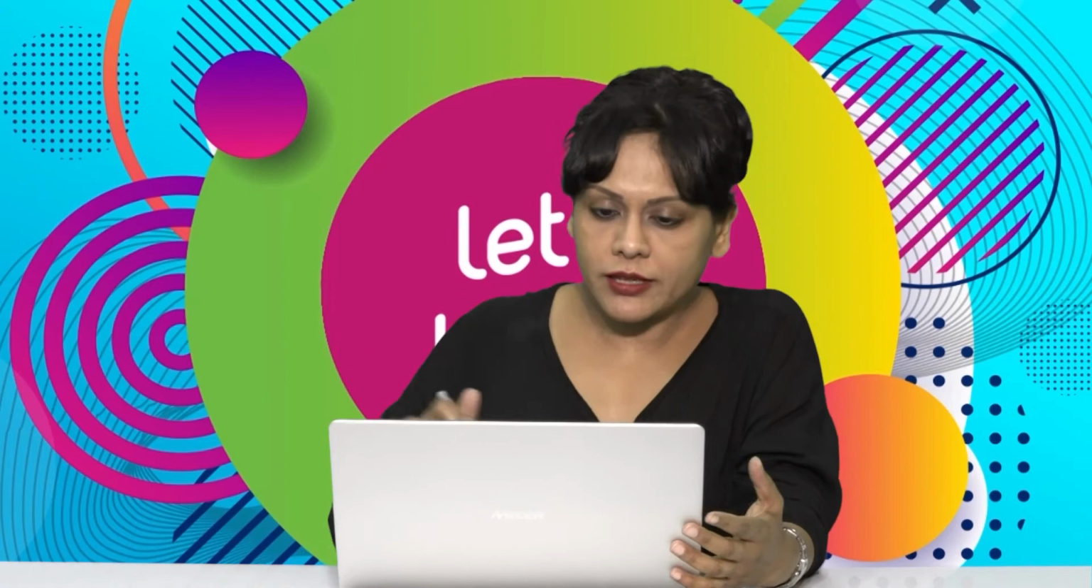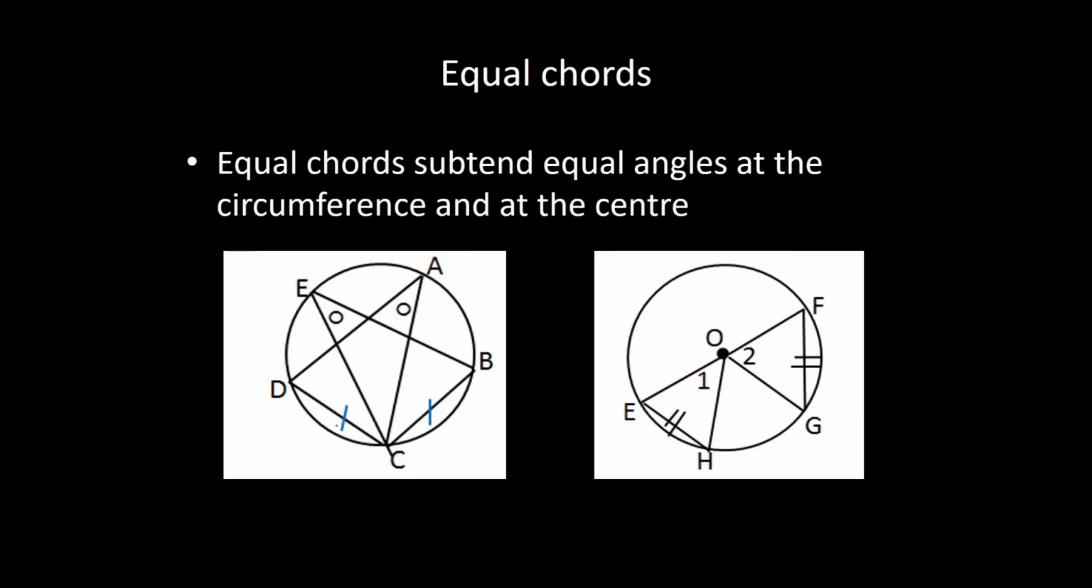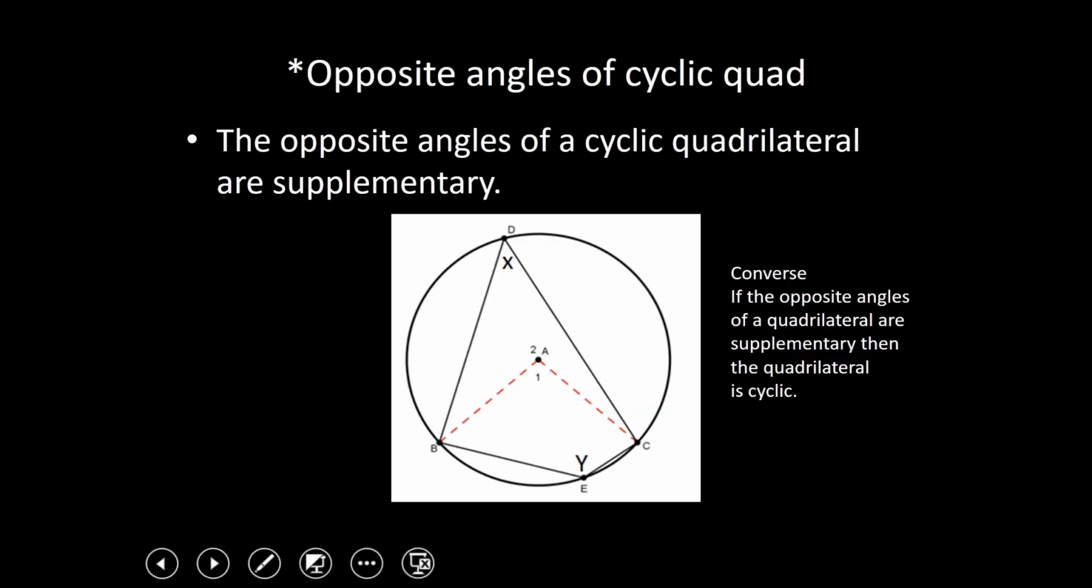So all it says is that if you've got two equal chords, so for example DC and BC, and they are equal to each other, then the angles that they subtend are going to be equal. So E will be equal to A. The same thing happens if you've got equal chords and they both subtend angles at the center, then O1 will be equal to O2. And the reason will be equal chords.